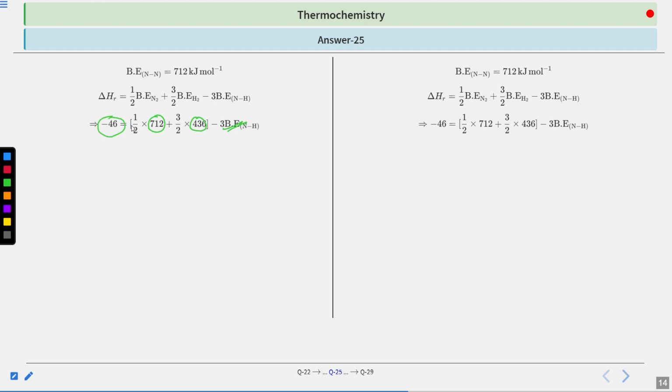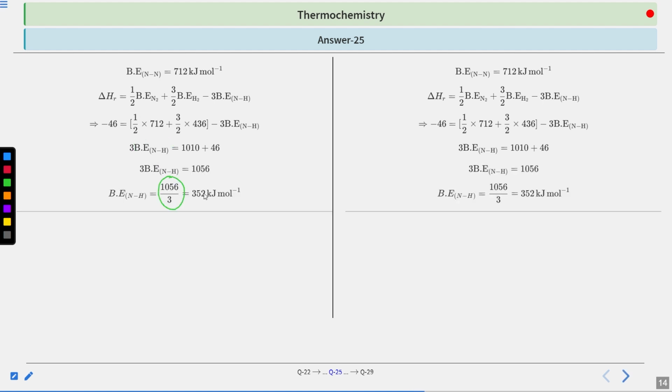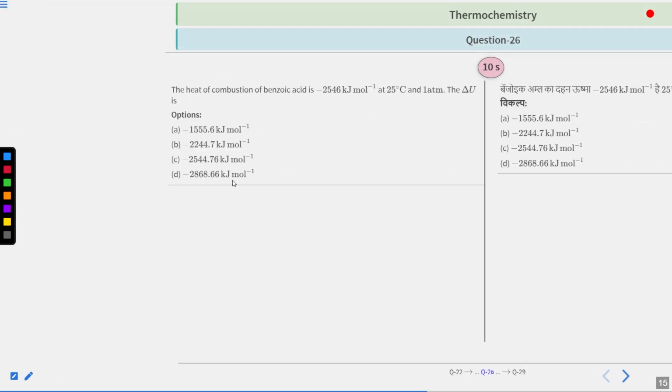So substituting that, 712, 436, you have to calculate this one, while the overall enthalpy of formation is already given as minus 46 kilojoule per mole. So we will get this. But what we need is this value. Average bond energy is to be found, and not the overall NH3 formation. So calculating it further will give you 352 kilojoule per mole as your correct answer. Clear? Now moving on to the next question.